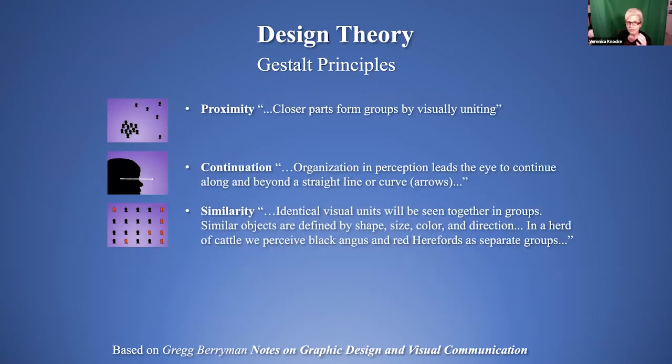Proximity. Closer parts form groups by visually uniting. So when you have a bunch of objects in a space, the ones that are closer together will be one little group, and the ones that are further apart won't be part of the group.